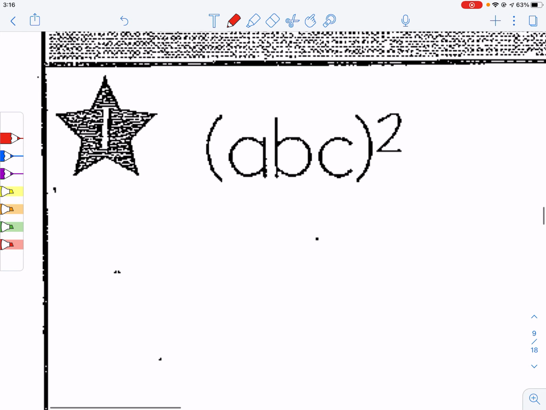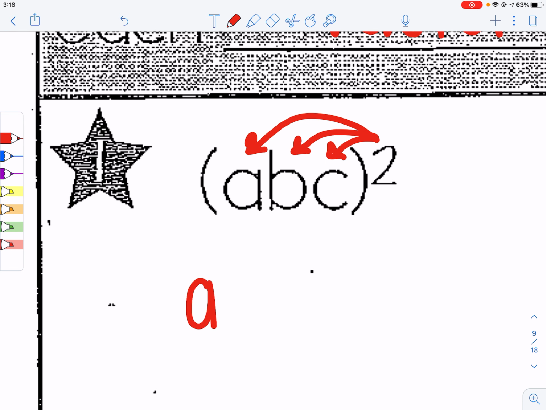Okay, all right, let's try number 1 here. So you're taking this squared, you're moving it here, you're moving it here, you're moving it here. Okay, so when I do that, I have a squared, b squared, c squared.